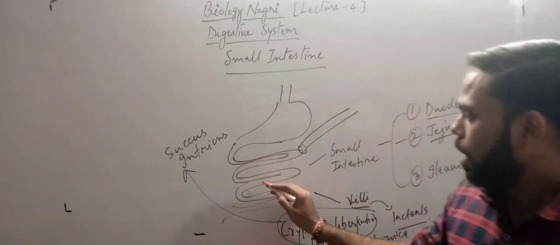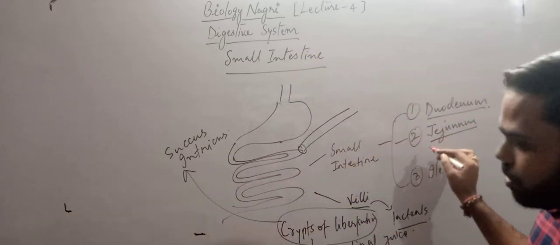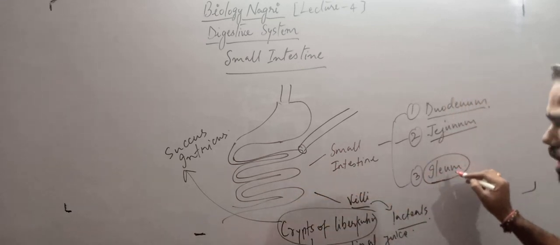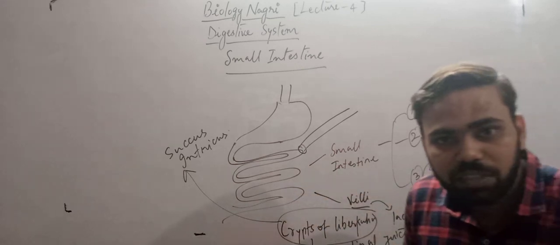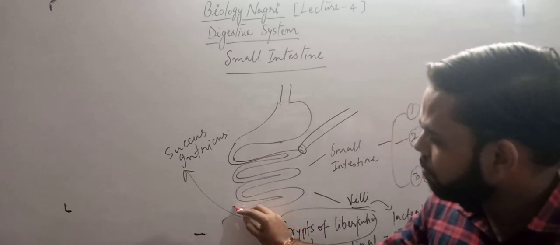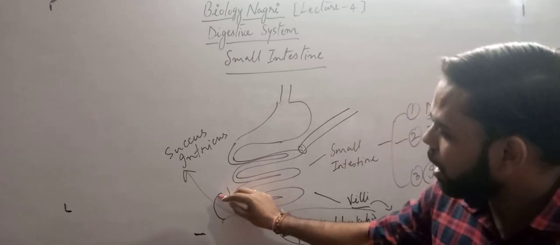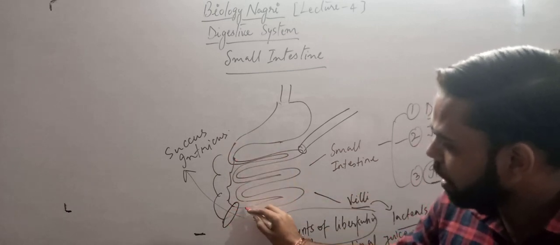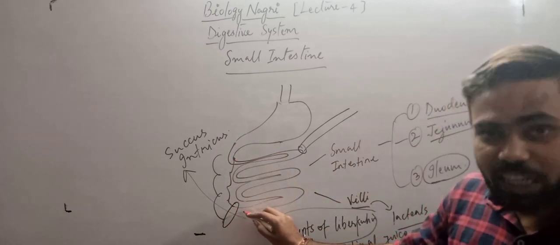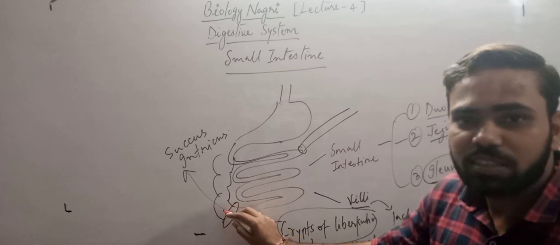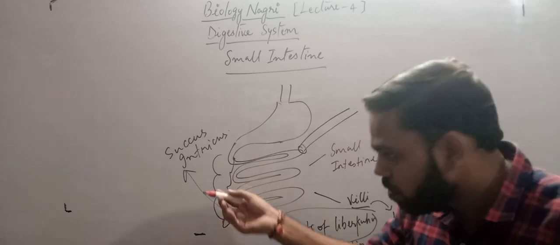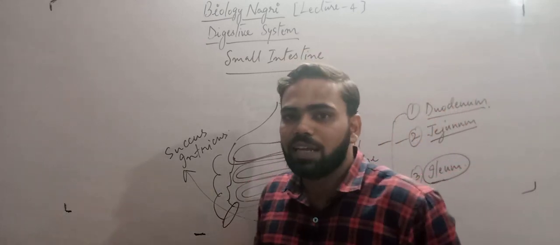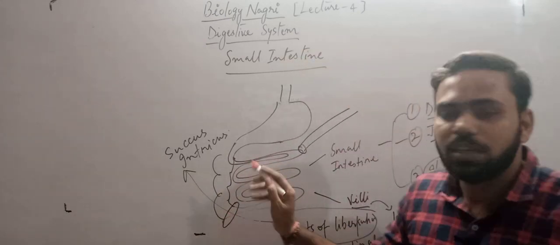Okay, now after the jejunum, the highly coiled structure, the last part of the small intestine is the ileum. The ileum is the last part of the small intestine, and where the ileum ends, onwards the large intestine starts. So there is a valve in between the last part of the small intestine, that is the ileum, and the first part of the large intestine, that is the cecum. Now onward we will study the parts of the large intestine. The first part of the large intestine is the cecum.